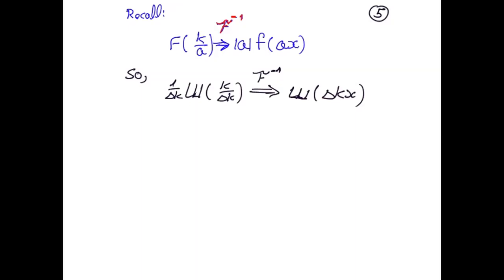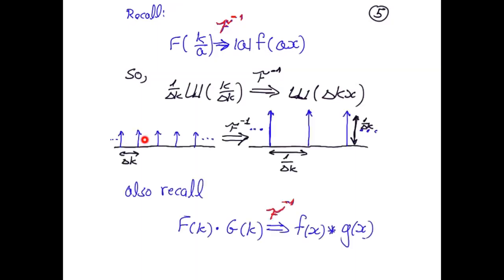How does it look like? It's a sequence of deltas, but now spaced by 1 over delta k, as opposed to by delta k as before. So if I take an inverse Fourier transform of this, I would get a sequence of impulses that scale by 1 over delta k, and the amplitude is also 1 over delta k, because now we don't have this coefficient in front of it. Okay.